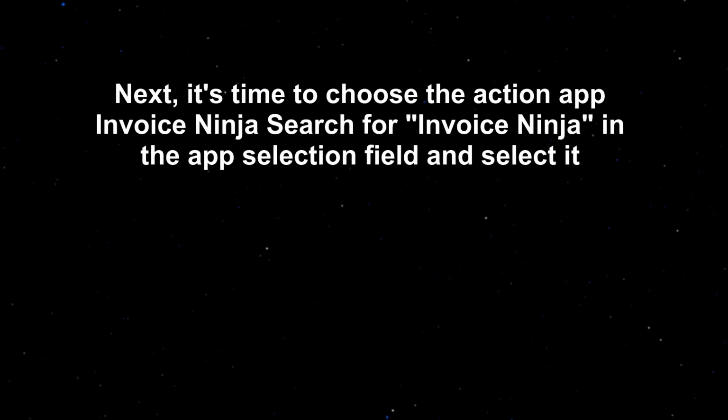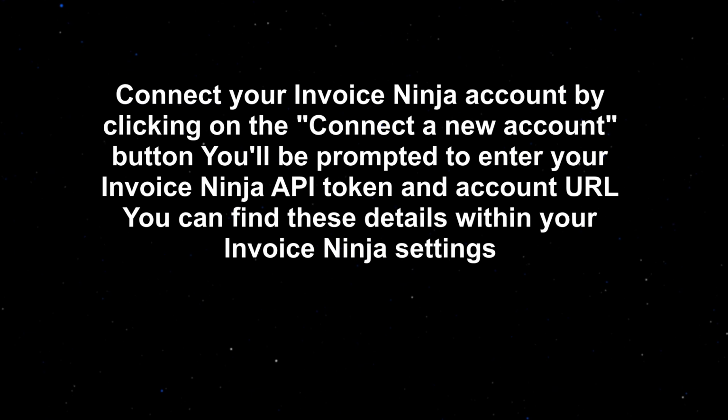Next, it's time to choose the action app, Invoice Ninja. Search for Invoice Ninja in the app selection field and select it. Connect your Invoice Ninja account by clicking on the Connect a New Account button. You'll be prompted to enter your Invoice Ninja API token and account URL. You can find these details within your Invoice Ninja settings.